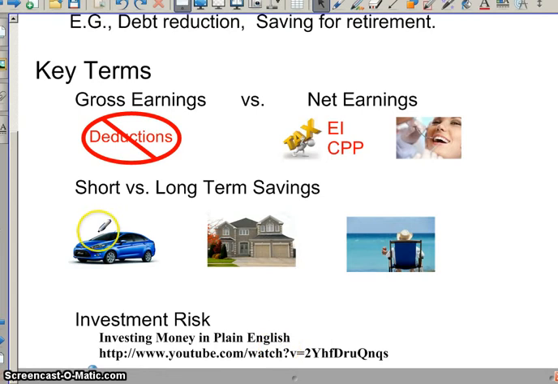The last thing you need to think about is how risky you want to be with your money. So when we talk about investment risk, we talk about whether or not you're able to lose the money that you put in. What I'd like you to do is just to go to YouTube and check out this video called Investing Money in Plain English. A simple video that just talks about how risky you want to be with your money. You can either just search Investing Money in Plain English or just take the link that I've provided there.